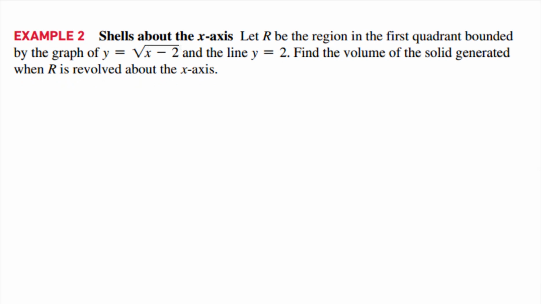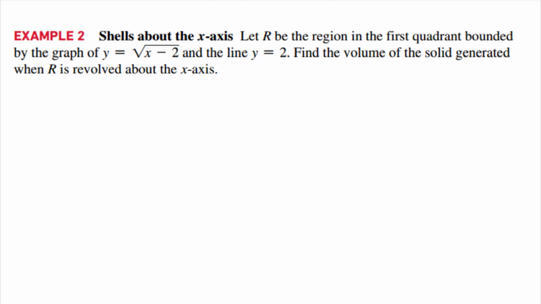And we're going to talk about shells about the x-axis. Okay. Let R be the region in the first quadrant bounded by the graph of y equals the square root of x minus 2 and the line y equals 2. And we want to find the volume of the solid generated when R is revolved about the x-axis.